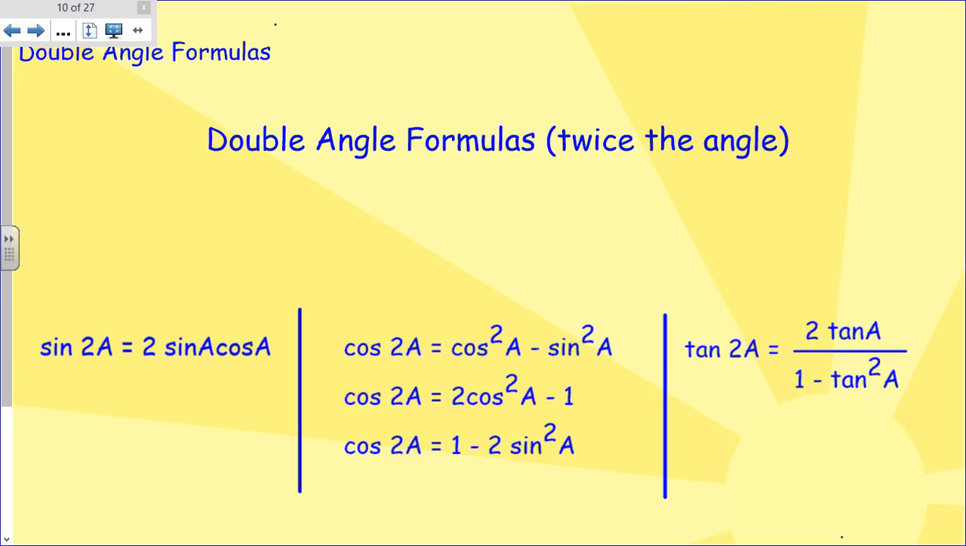Hi and welcome to Trig Formulas Day 2. Today we're going to be talking about the double angle formulas, which is just twice the angle.